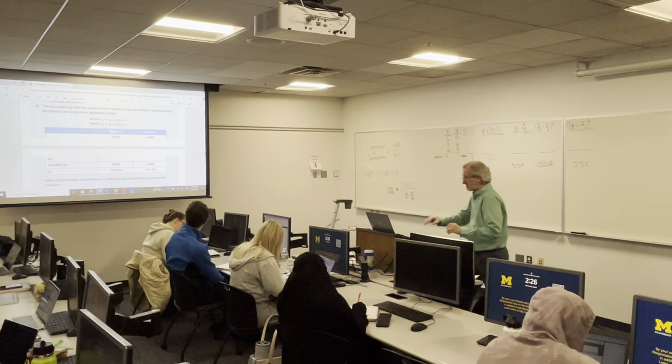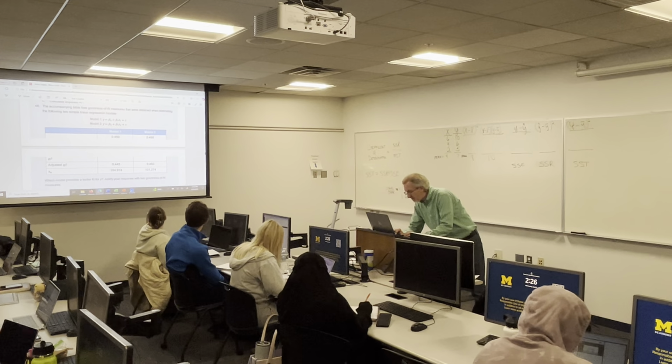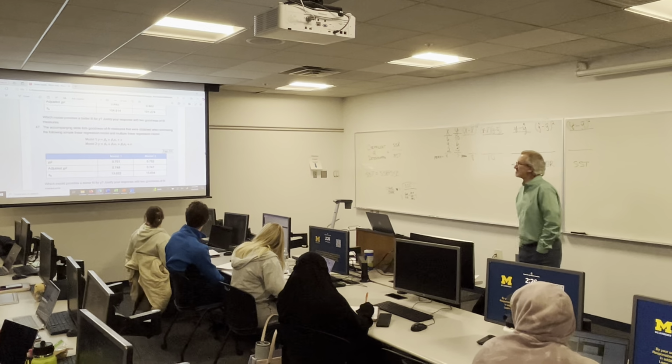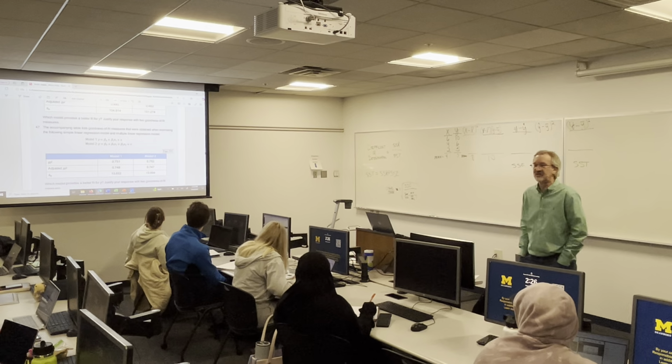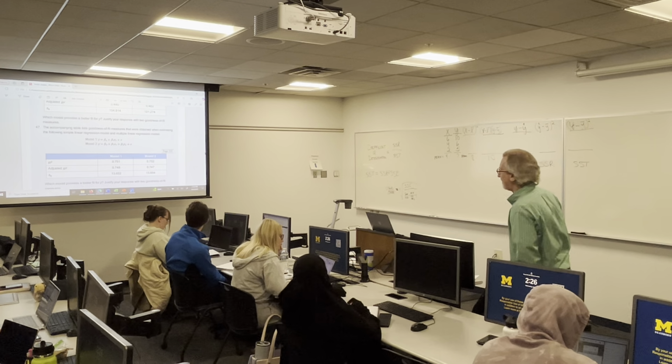Matter of fact, let's look at one right now. I'm giving it away that they have different numbers, but here we go. Which one should we use? R squared, adjusted R squared, or SE? Adjusted. Why adjusted? The different number of x's.